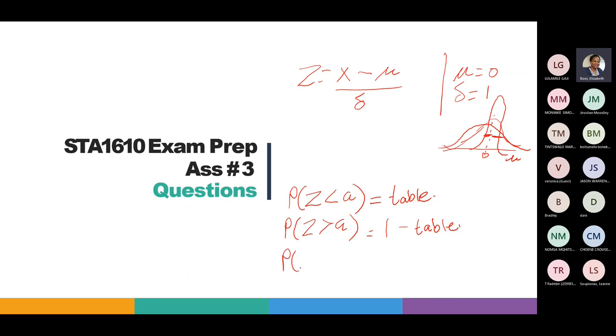And if you need to find the probability that Z lies between two values, A and B, then you will find the probability of B first, minus the probability of A. So you go to the table and find the probability of B first, and then subtract the probability of A second. This is what we're going to apply just now when we go to the questions. You must just remember that.